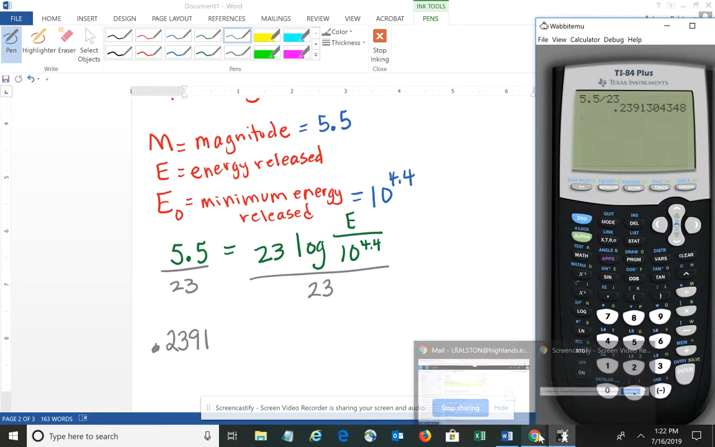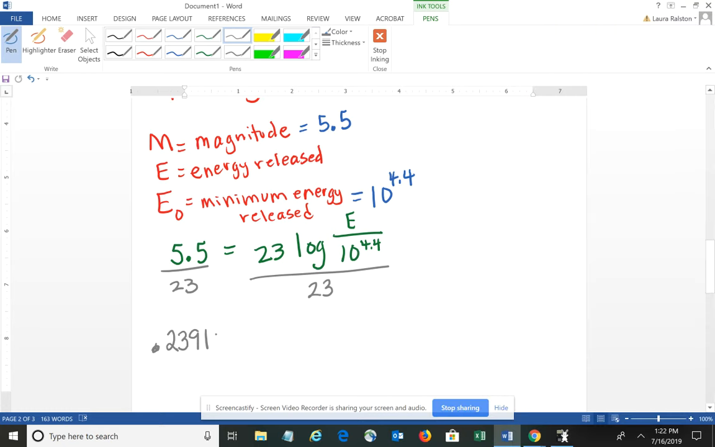So 304 equals the division by 23. I'm left with log of E raised E divided by 10 to the 4.4.